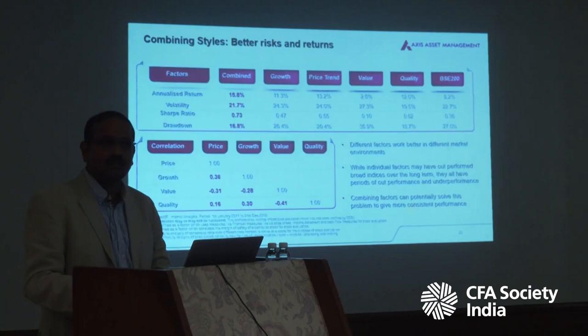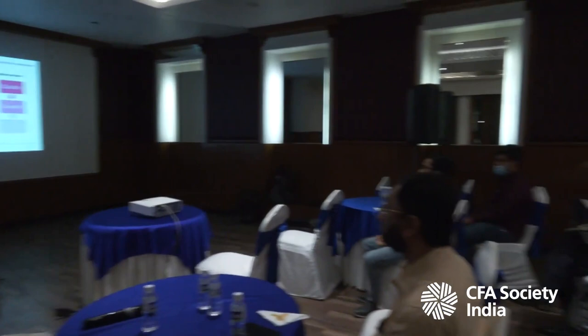When you say combining styles, how are you combining styles? I'm combining based on this approach, where you're basically investing in the intersection of these three styles. So that's the approach I've used to calculate the combined portfolio. What is in the intersection, which is the point I'm trying to make, is that because the correlations are lower, when you combine it, you get a diversification benefit.